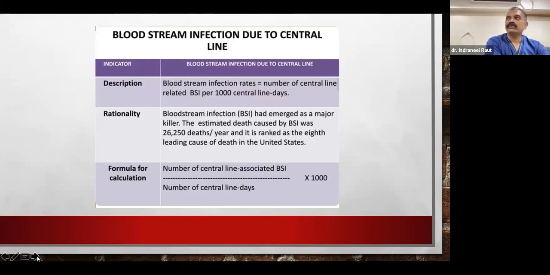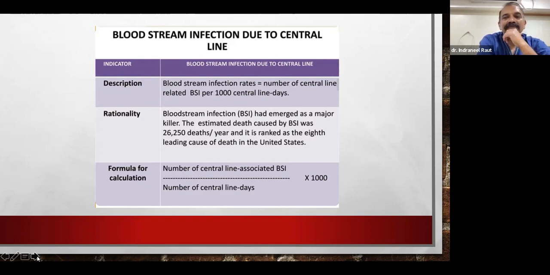Then our management says, the CRBSI rate in your ICU is very high, you people are not taking care. But at the same time, many of the international guidelines are based on optimum care. So, you know, the nursing patient ratio is excellent there.